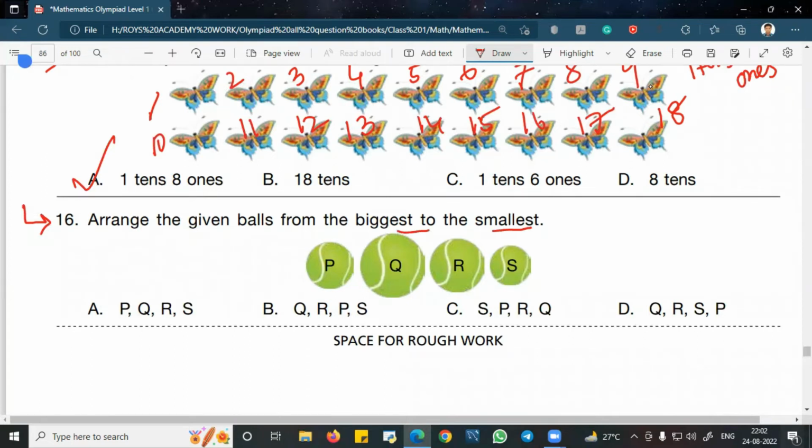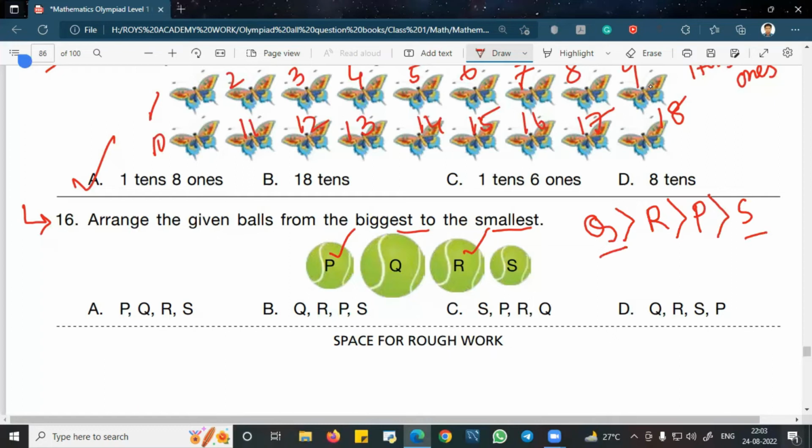So at first we have to write Q, the biggest one. Then we put a greater than sign, because we write in descending order, that means larger to smaller. So Q is the largest. Next is R. Then the next ball is P, and the smallest ball will be S. So S is the smallest, and Q is the biggest or largest ball here.